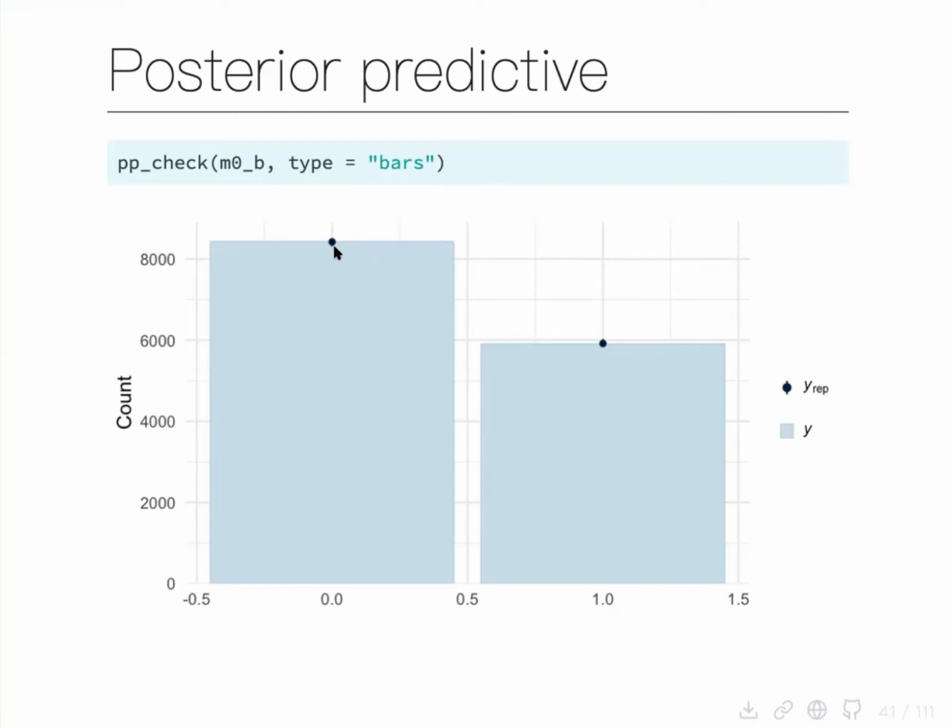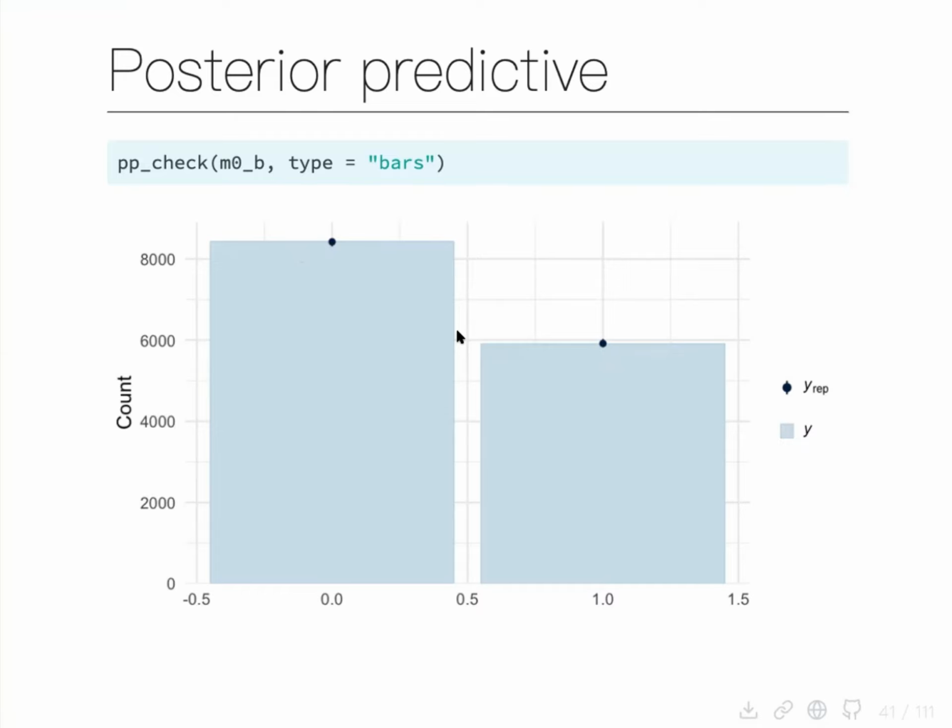Okay, but what we would like to see is that the point on there matches the bar, or at least the line range around that point is overlapping the bar. Okay, and that's showing us that we're doing a good job of capturing our data. If that were not the case, that's an indication that your model is misspecified and you need to revisit how you're building your model.